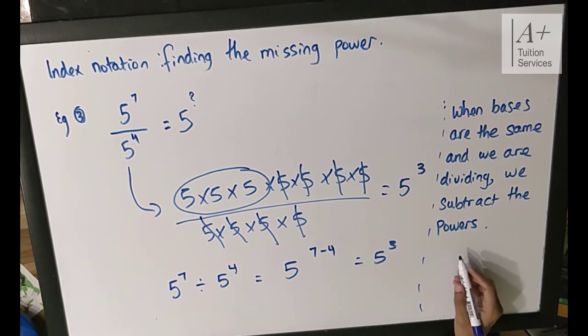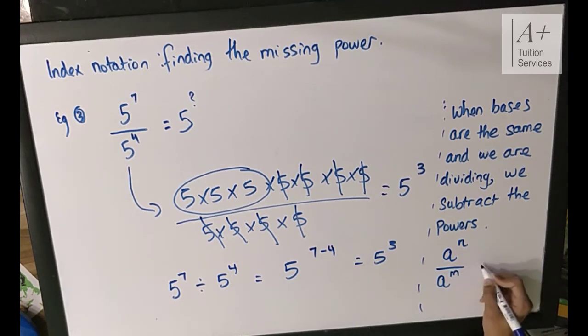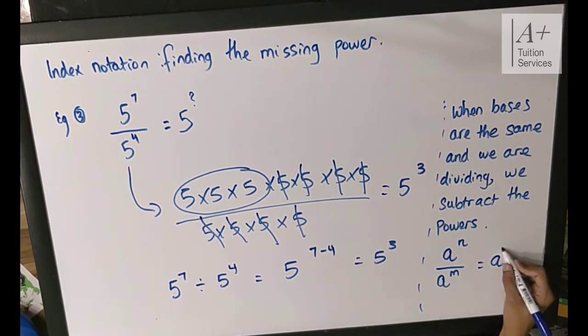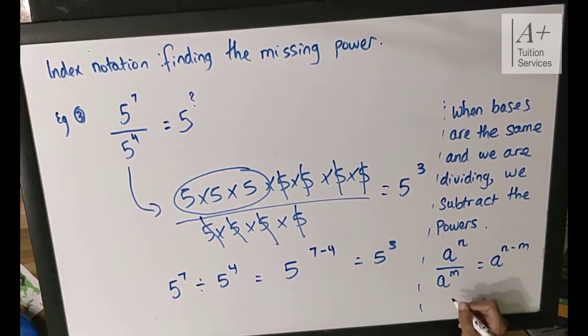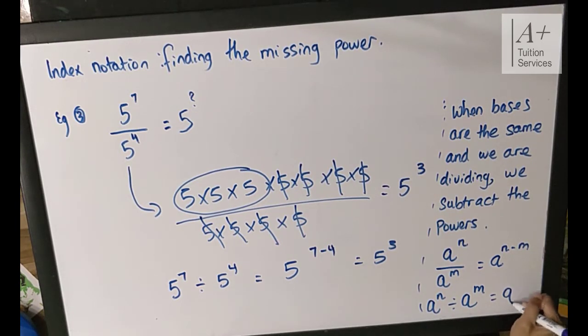So let's take it in the note format. If I have a to the n power over a to the m power is equal to a to the n minus m, or I could write it like this: a to the n power divided by a to the m power is equal to a to the n minus m. Okay? So a is the unknown number. This is just like the formula, to explain what we did here. So that was our example for that.